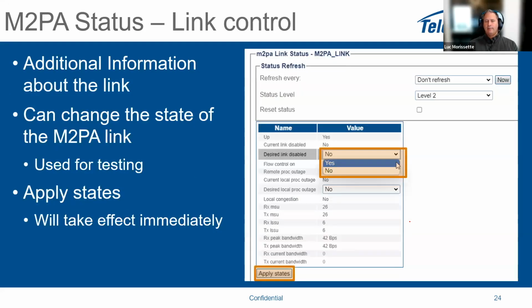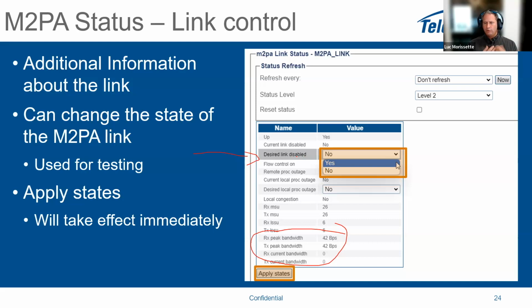Okay, if you click on that M2PA link, then you will see the link control information. So you can have additional information about the link. You go down here, you can see, for example, the bandwidth. You have the current bandwidth, the peak bandwidth of those M2PA links. And you can also change the state of the link, right?